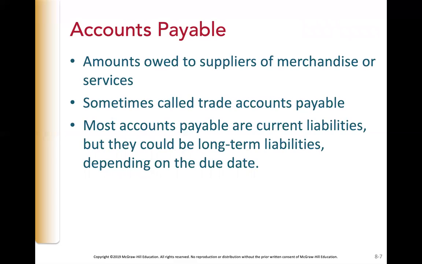Lastly, accounts payable. You know what accounts payable are. Accounts payable are amounts owed to suppliers of merchandise or services. They can also be called trade accounts payable because they are accounts payable that have arisen from actual trade that you're in, your trade or business. They're accounts payable that you incur doing business. Most accounts payable are current liabilities. However, they could be long-term liabilities depending on the due date. So just always watch that to see when they're due, to see if they're going to be current or long-term liabilities.